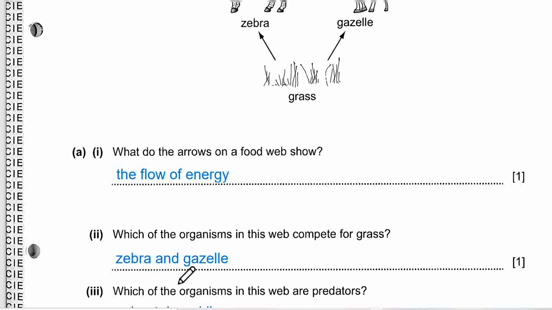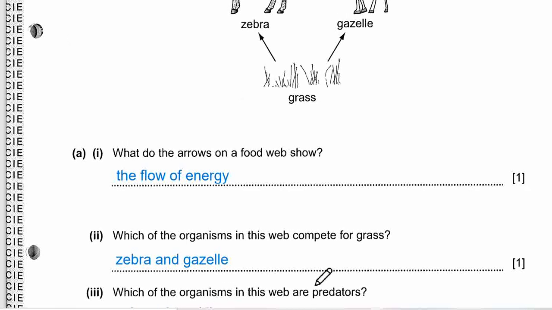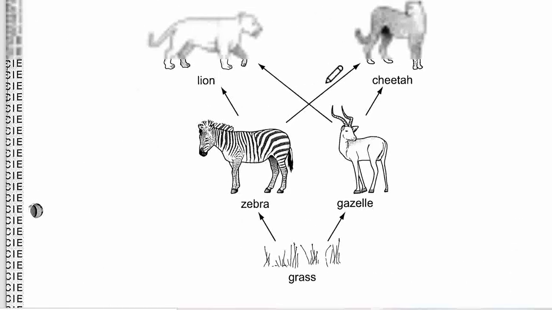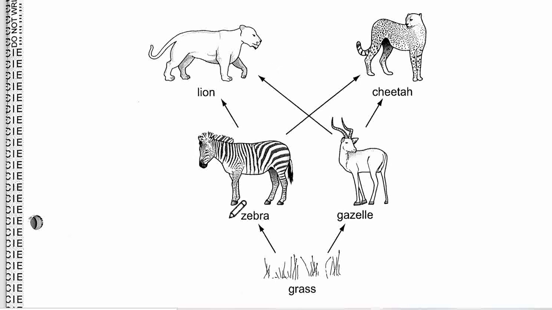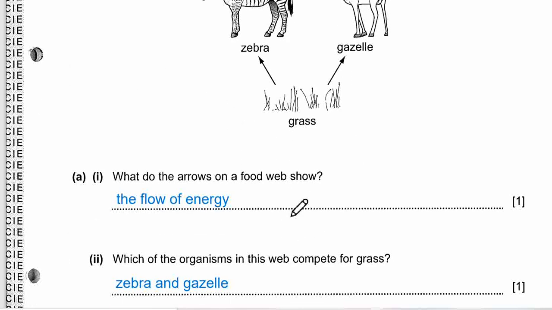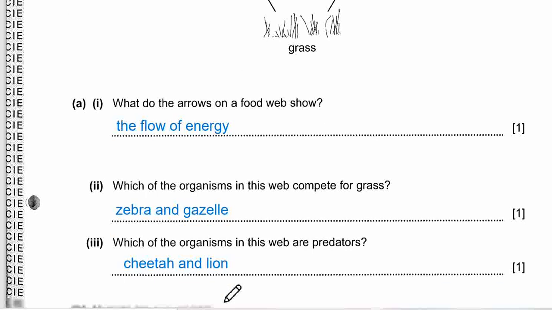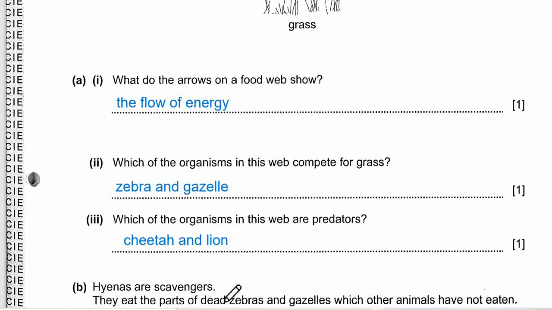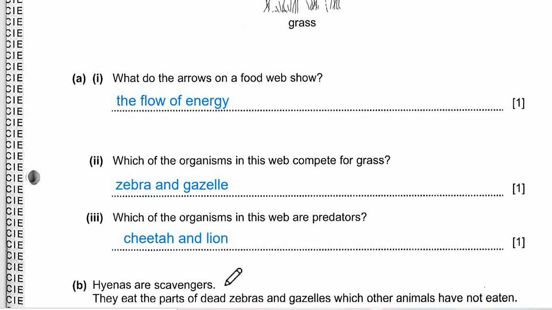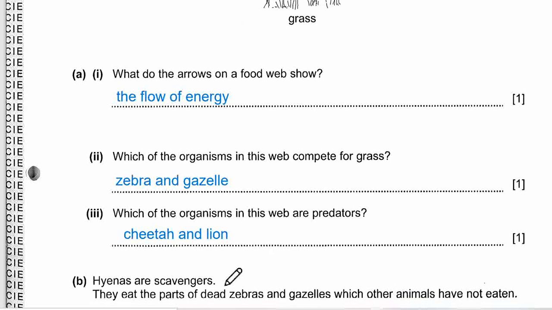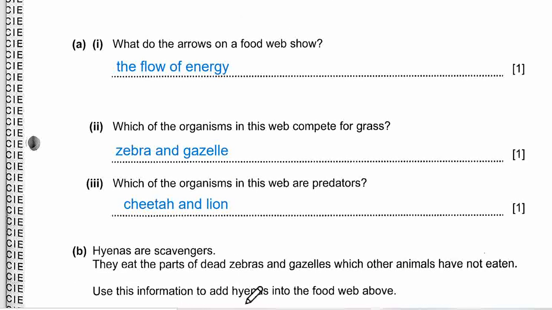Which of the organisms in this web are predators? A predator in here is an animal that eats another animal, that is lion and cheetah. They eat zebra and gazelle. Lion and cheetah. Next, hyenas are scavengers. They eat parts of dead zebra and gazelle which other animals have not eaten. So use this information to add hyenas into the food web above.